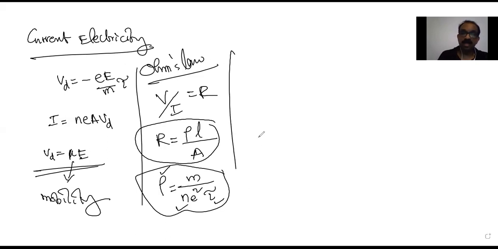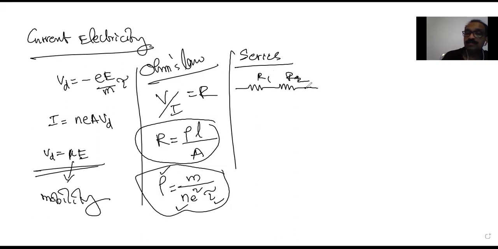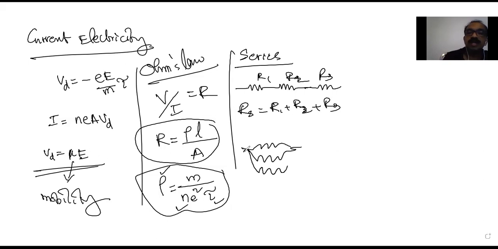Resistors can be connected. A resistor is nothing but a wire of high resistivity. It can be used to control current in a circuit. When resistors are connected, they can be connected in series and parallel. In series connection, R1, R2, R3 are the resistors in series, and the series resistance is R1 plus R2 plus R3 like that. In parallel combination, they are connected in this way, like what we said about capacitors.